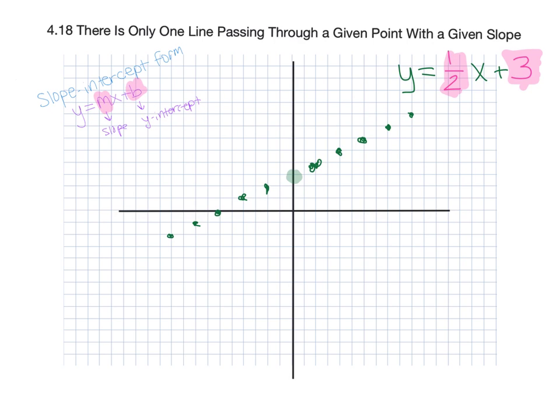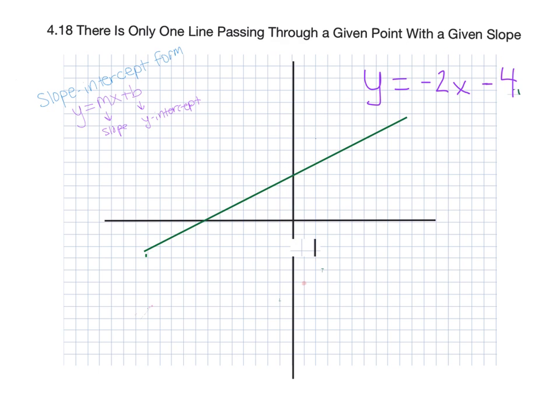And then the last thing I want to do is draw a line to connect them. And there's my equation. You can see that my y-intercept is positive 3, and that's right here. And my slope is 1/2, which is visible. Okay, let's look at one more.